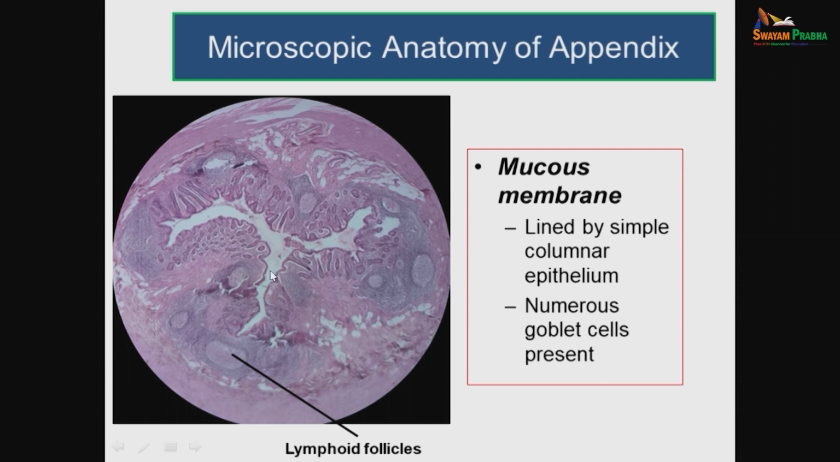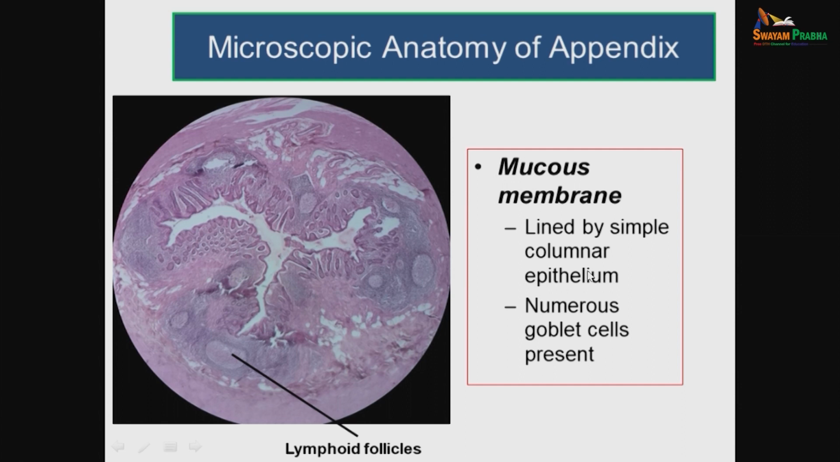So this is the mucosal layer and this is the submucosal layer. You see a lot of lymphoid follicles in the submucosal layer. The mucosal layer is lined by simple columnar epithelium, just like the rest of the large intestine. It is simple columnar epithelium, but it does not have those features seen in the large intestine because the absorption of water does not happen here. There is no functional significance for the appendix, so the modifications are not as much present as in the rest of the large intestine.